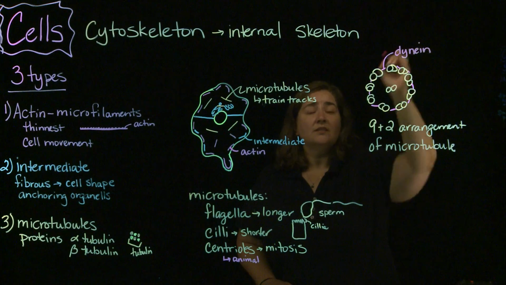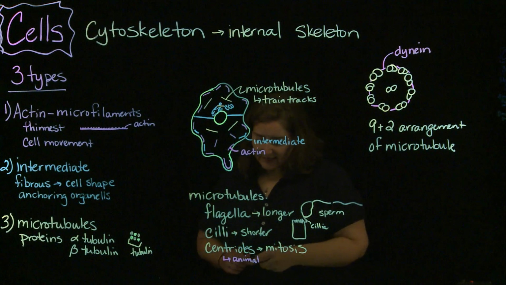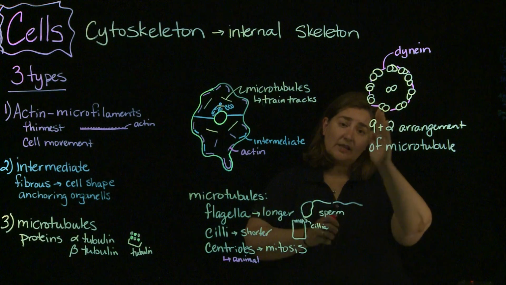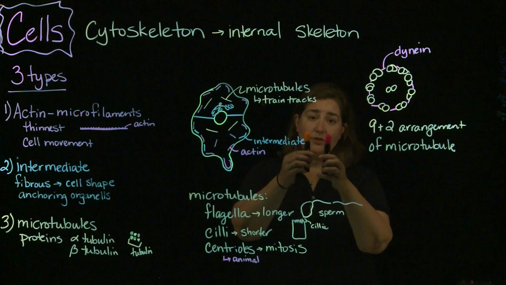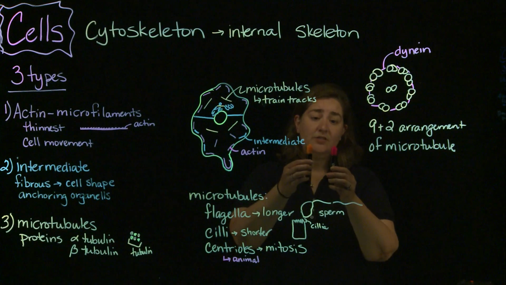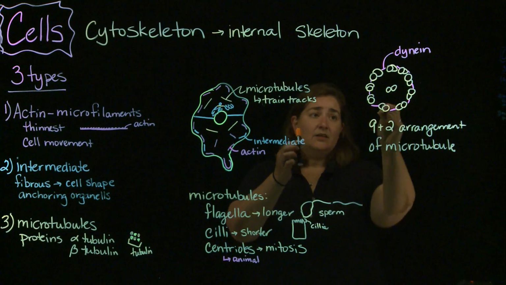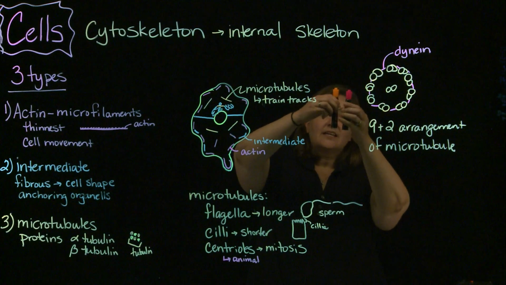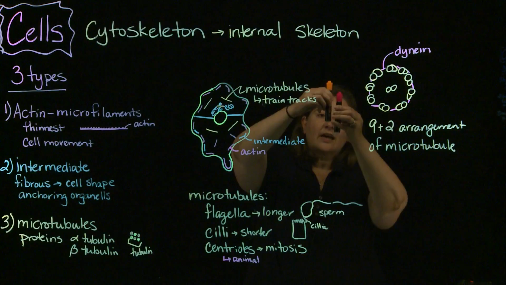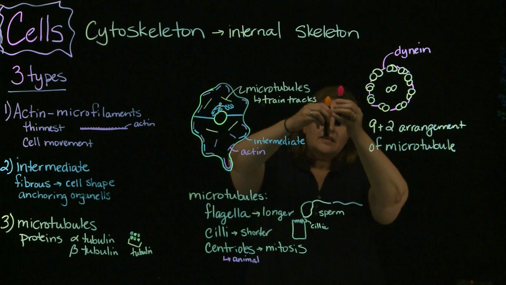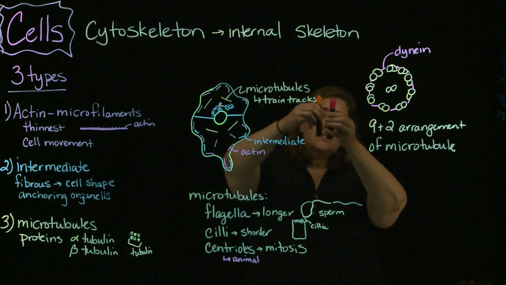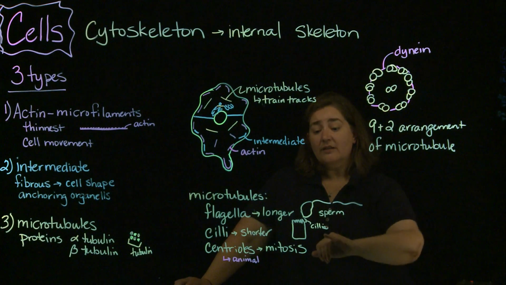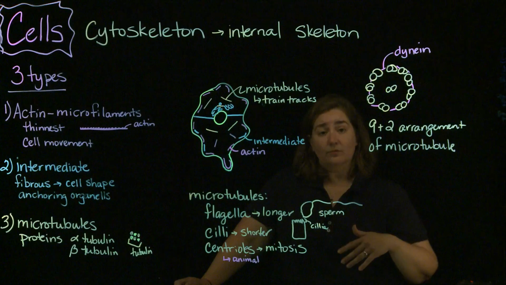That other protein is known as dynein. And that dynein is essentially what allows those microtubules to move. So if the two markers here represent, this is one microtubule, this is one microtubule here, there would be dynein in between them that allows them to slide next to one another. And it's that sliding motion that allows the flagella and the cilia to move.